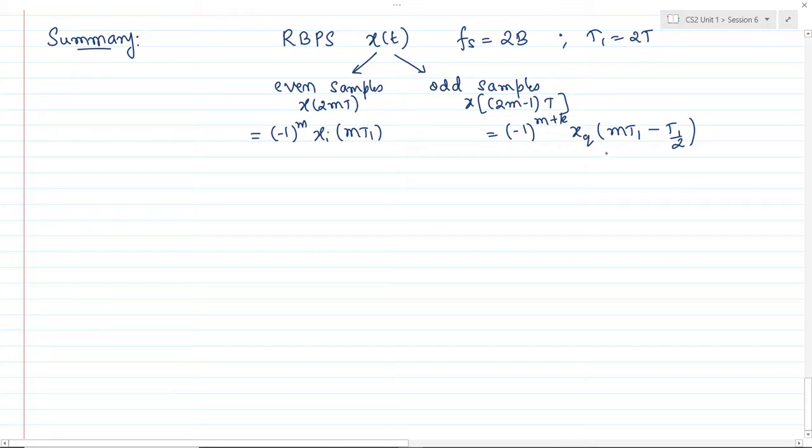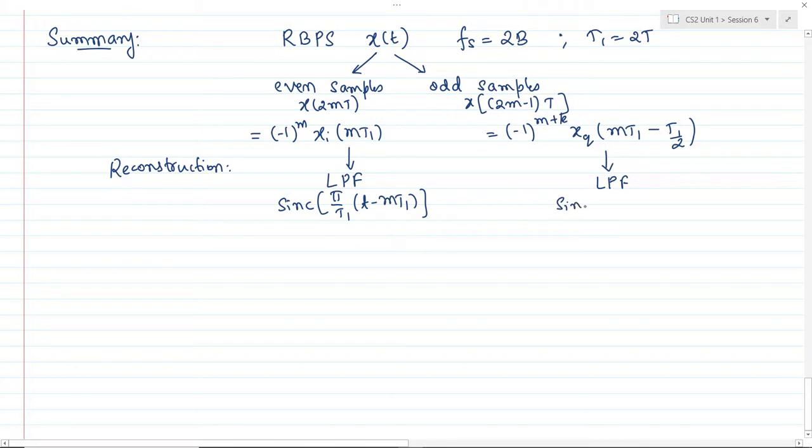We passed these in-phase and quadrature components through a low-pass filter, taking the convolution with its impulse response, which was sinc of pi by t1 times t minus mt1 for all m's. Here the convolved sinc function was represented with minus 1 plus t1 by 2, and again we had even and odd terms. We collapsed this into a single summation, and we got back the reconstructed x of t. So this was the flow in today's session.